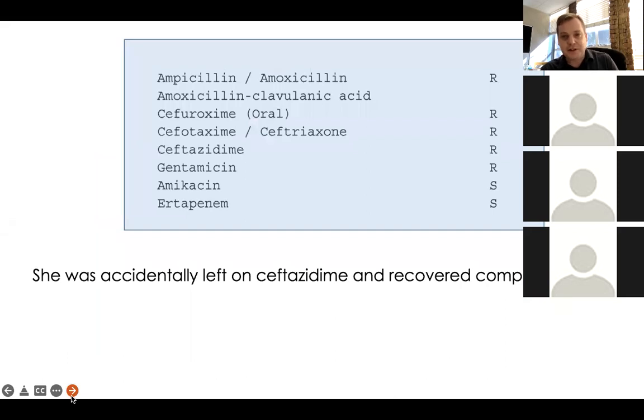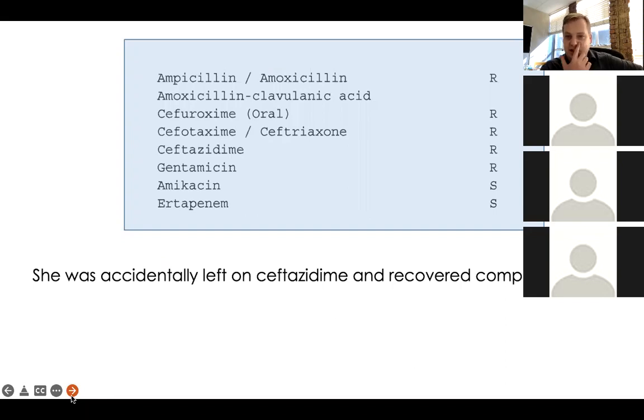Her susceptibility profile didn't look great, though. She was susceptible to most things. She looks like a sort of ESBL there. She required a carbapenem ideally. But she was already empirically on ceftazidime. And in fact, the home team had left her by accident on ceftazidime by the time we saw her a few days later. And she recovered.